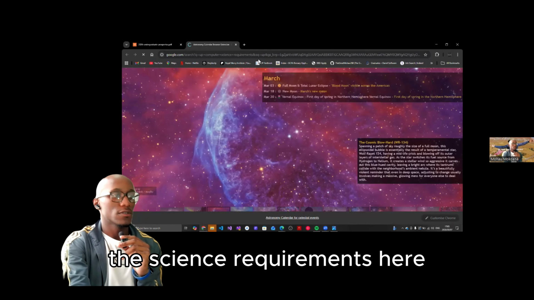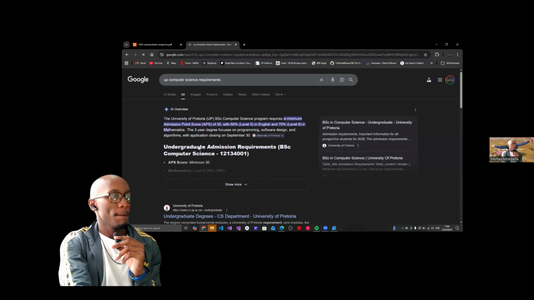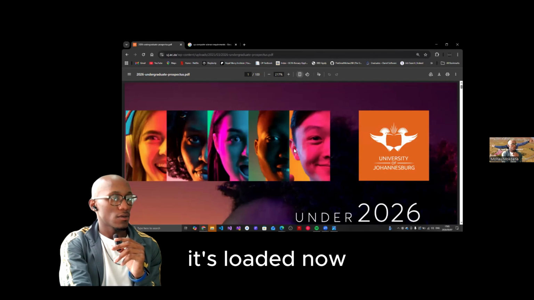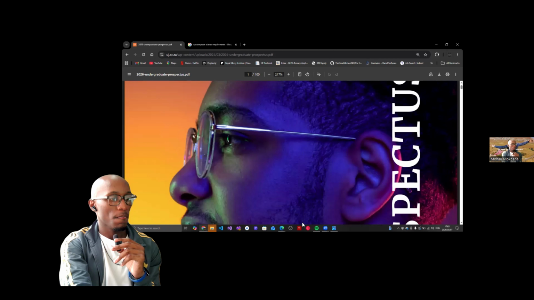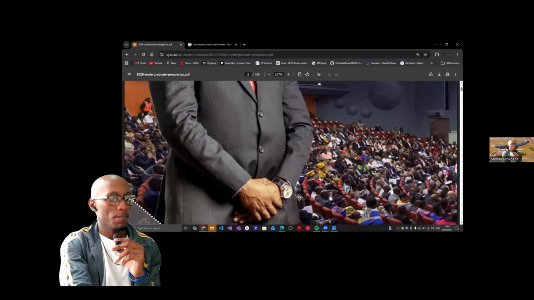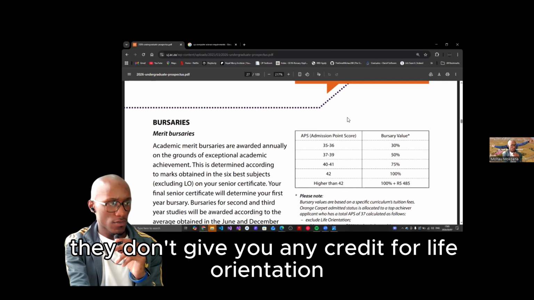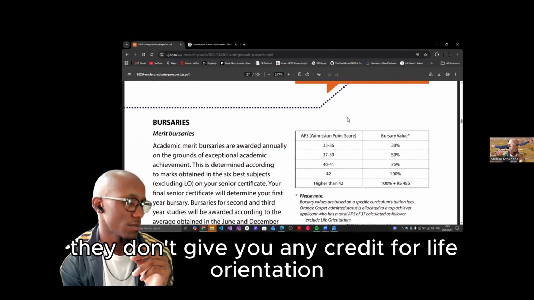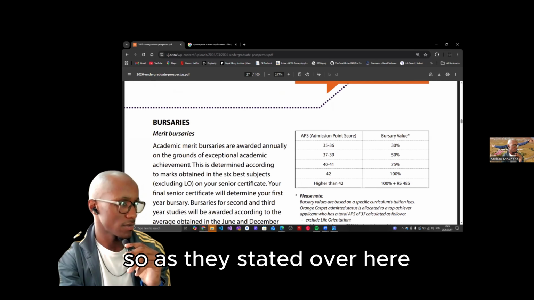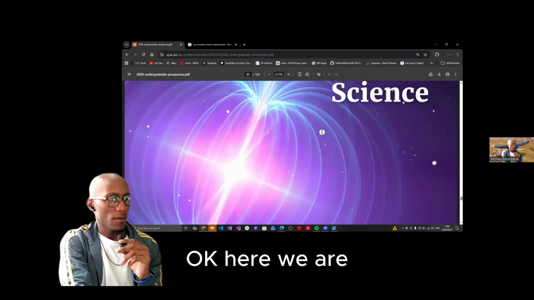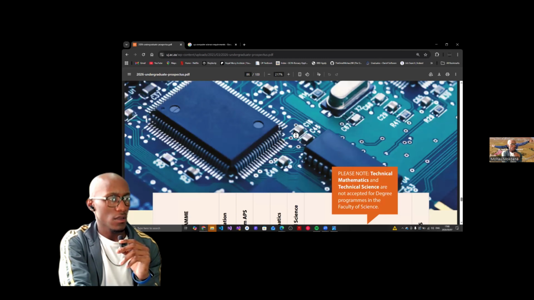Computer science requirements, yeah. Because it's taking some time to load. Okay, it's loaded now. Okay, they don't give you any credit for life orientation. So as they state over here, excluding life orientation. So yeah. Okay, here we are.